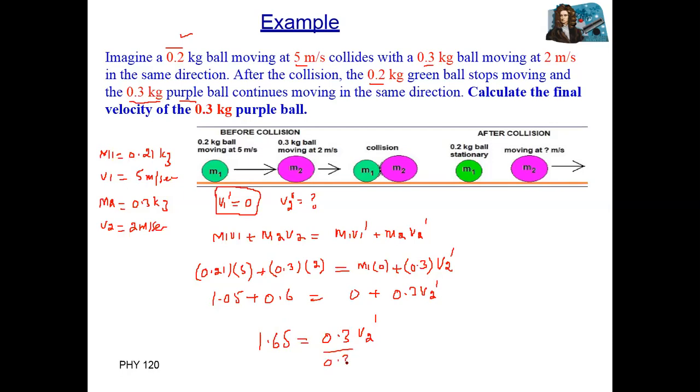Dividing both sides by 0.3, the 0.3 cancels, so 1.6 divided by 0.3. So v2 prime is equal to 5.5 meters per second.